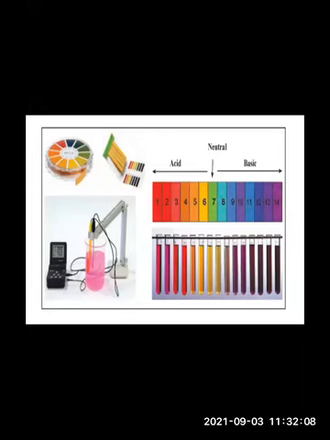So how do we show the variation in the pH scale? We need a universal indicator. And what will a universal indicator do? It will show different colors at different values of pH. Which colors can you see on the screen, students?